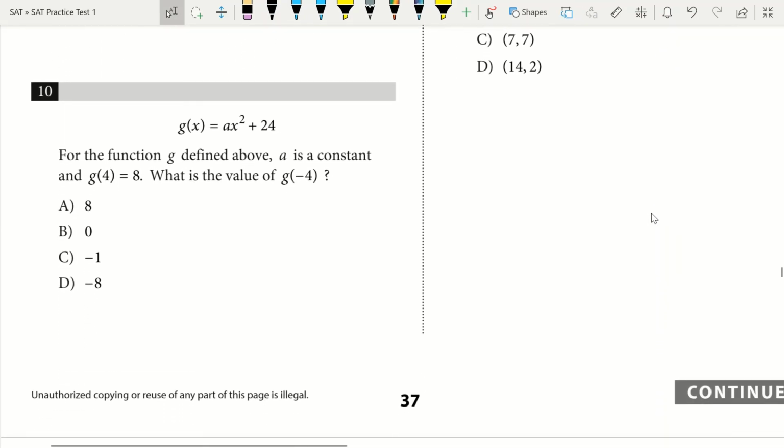Question 10. For the function g defined above, a is a constant and g of 4 equals 8. What's the value of g of negative 4? Well, if I look, x is only inputted right here, where a x squared. So since x only goes in one place and it's squared, 4 squared equals 16, and so does negative 4 squared. So they're both going to equal 8, so my answer is going to be A.